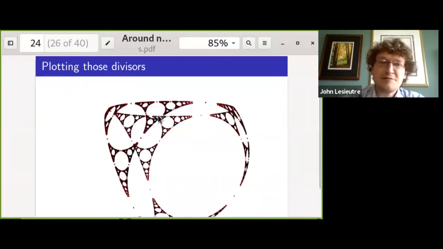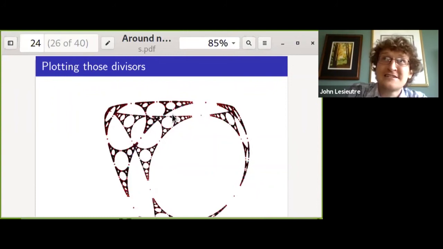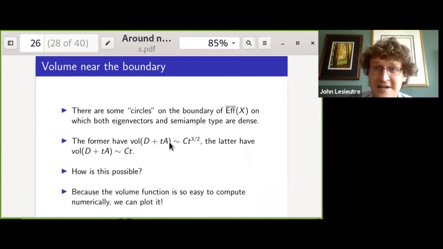So I'm going to make a plot of the following. I'm going to parameterize this circle on the boundary, so I get a parameterized family of divisors d sub t. And then I'm going to plot the volume of d sub t plus epsilon times a fixed ample as a function of t and of epsilon. Again, we're able to do this because the computer can instantly tell you the volume of any divisor, so you can plot as many points as you want and get a good picture of the volume function. So this is what I had these students doing.